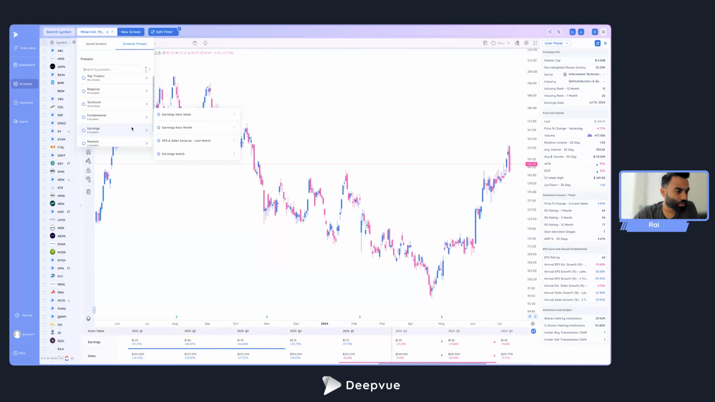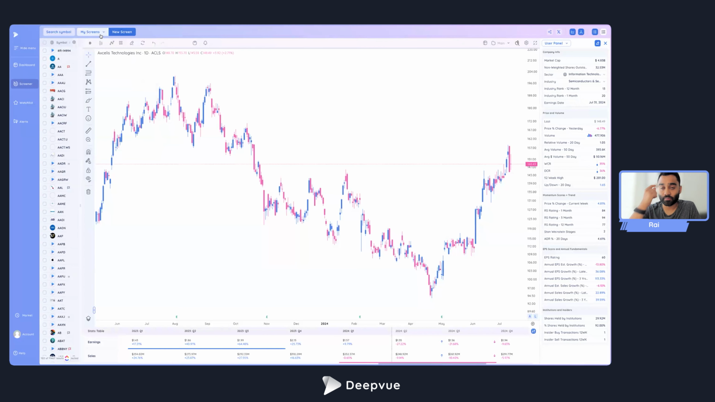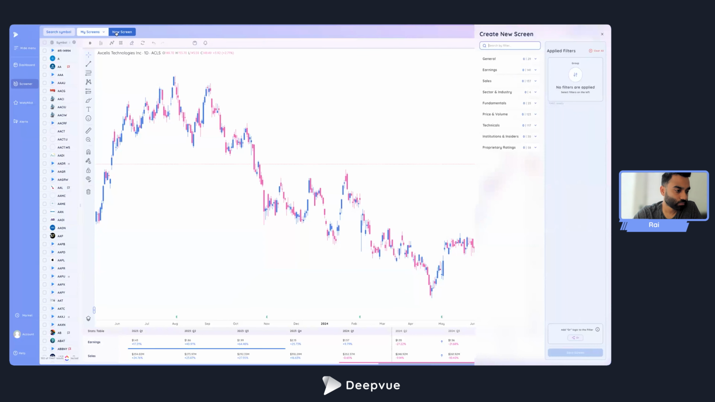Why not add categories in Deepvue to group them by day, swing, and position? Yeah, that's a good improvement that we can make, to introduce tags or bucket them into different folders. That is something we could definitely do, to give you a better idea of what type of trading each of these scans are for.